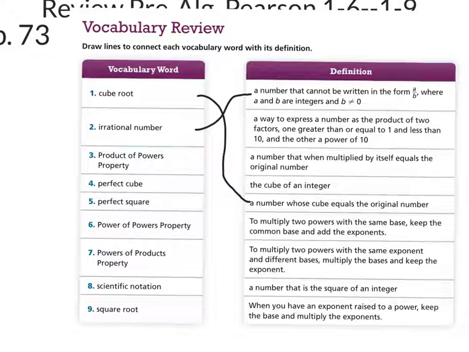Product of powers property says if you multiply things with the like base, you keep the base and add the exponents. Multiply like bases, add the exponents. Perfect cube is the cube of an integer. Perfect square is a number that is the square of an integer.